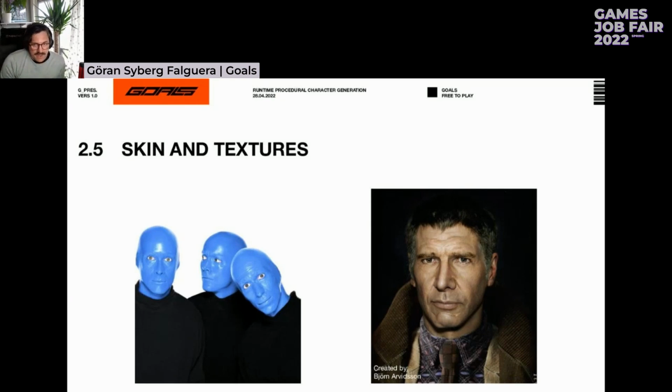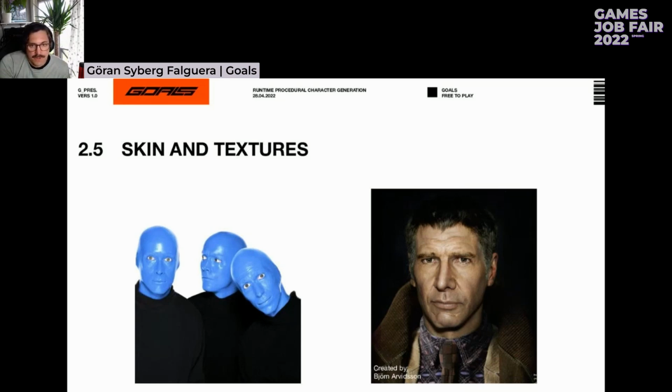Luckily for us, thanks to other businesses, procedural textures, and specifically for human skin, have gotten really far. And we can also add variations for scars with some shader programming, some tattoos with decals, and we can create endless variation in here as well. And depending on the style of your game, you could have the Blue Man Group as well, right? That's totally fine.